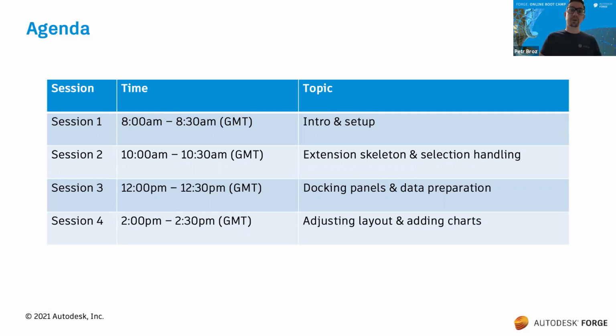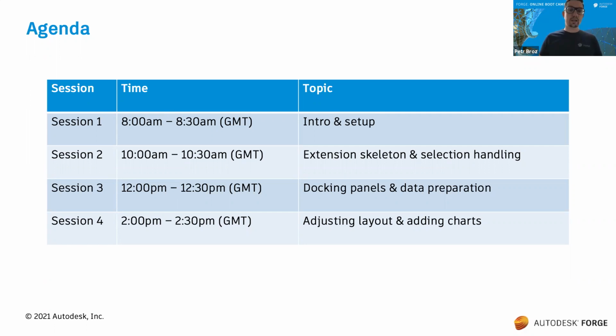In session 2, we're going to start enhancing our viewer. We're going to start by building a basic viewer extension, right? Because Forge Viewer provides a way to wrap your custom viewer functionality into these reusable units we call extensions. And we're going to see how you can start handling different events in the viewer, for example, selection change.